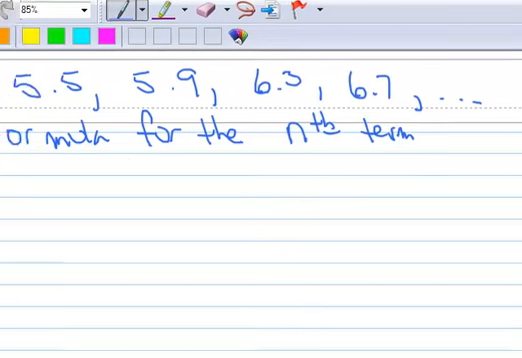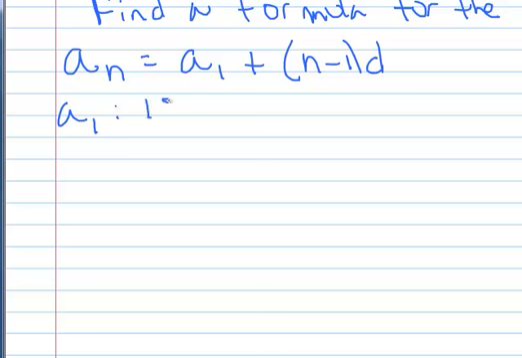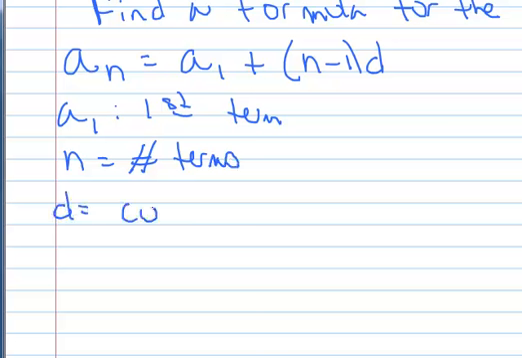So if you look at your formula sheet, you'll see you have the formula a sub n equals a sub 1 plus n minus 1 times d. And this is a formula, if you know this is an arithmetic sequence. We'll talk about that in a second. So a sub n, that is any term. A sub 1, of course, is the first term. And n equals the number of terms. And d, well, d is your common difference. And this is what makes it arithmetic.